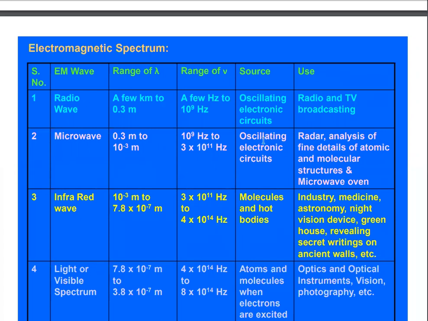And its basic source is also oscillating electronic circuit. Source is same for both radio wave and microwave. Now, application of microwave is used for radar, that is analysis of fine details of atomic and molecular structure, and microwave oven.